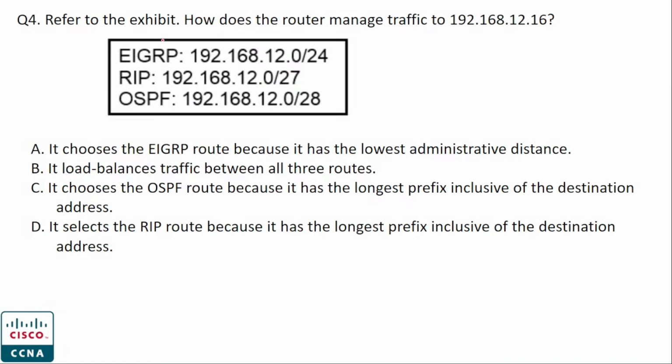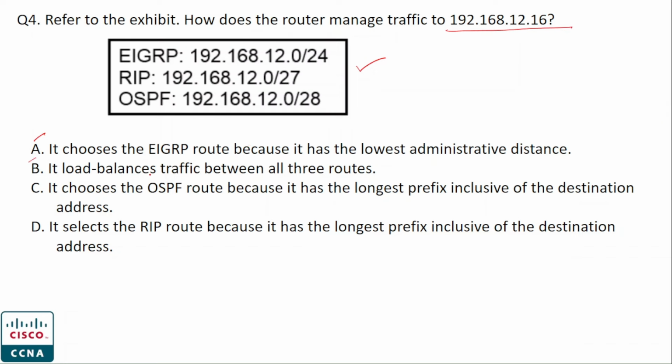Question number 4, refer to the exhibit. So this is the exhibit. How does the router manage traffic to the 192.168.12.16 IP address? And we have three routes and three routing protocols: EIGRP, RIP, and OSPF. And the options are: option A, it chooses the EIGRP route because it has the lowest administrative distance.